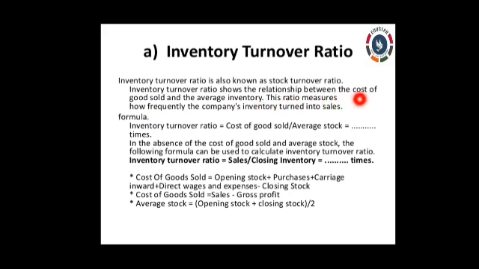So how can we find the cost of goods sold? Cost of goods sold equals sales minus gross profit. If the sales amount is not given in the sum, then you have to apply this formula: cost of goods sold equals opening stock plus purchases plus carriage inwards, direct wages and expenses, minus closing stock. Average stock equals opening stock plus closing stock, divided by 2.